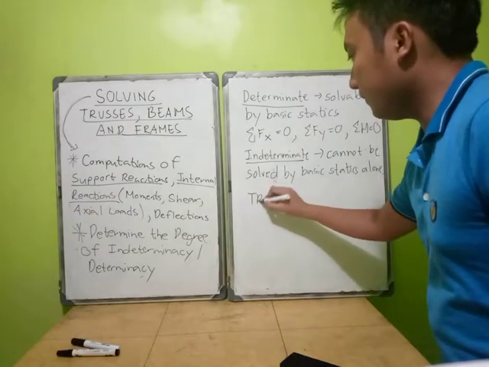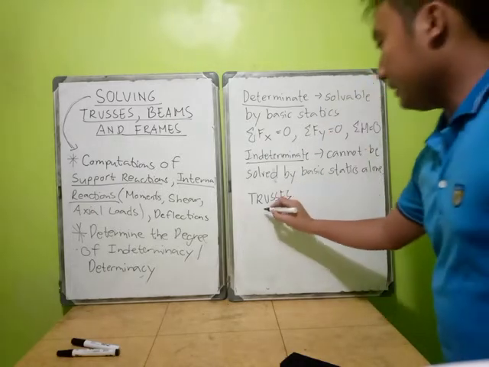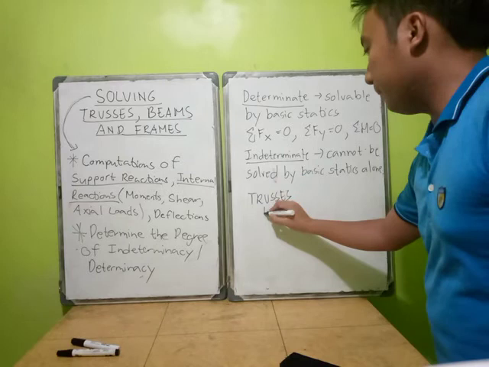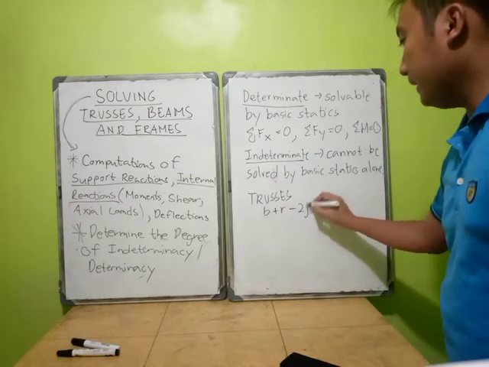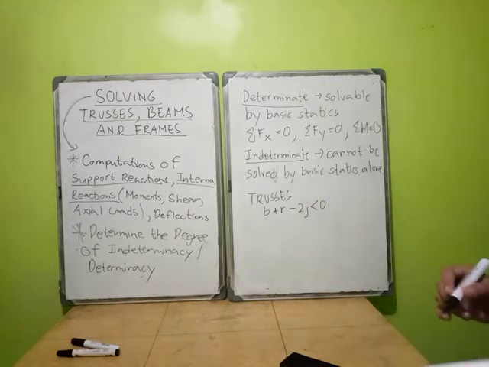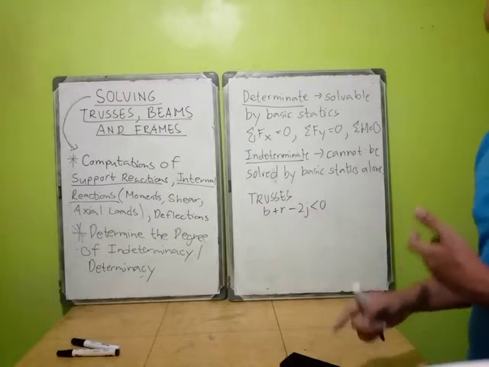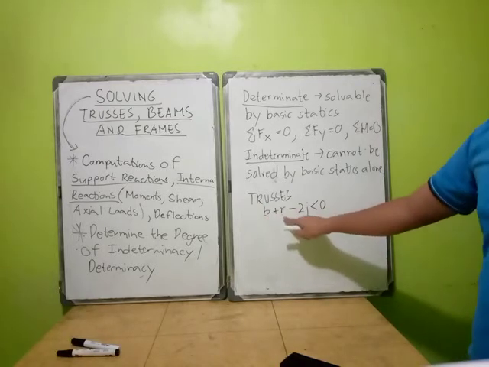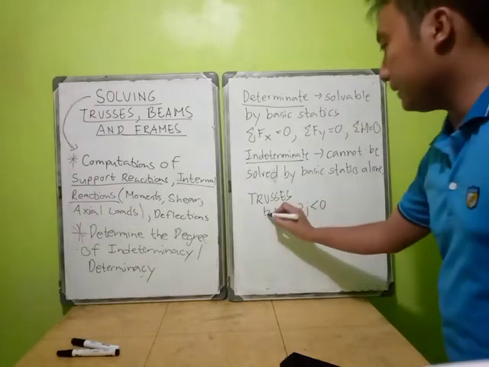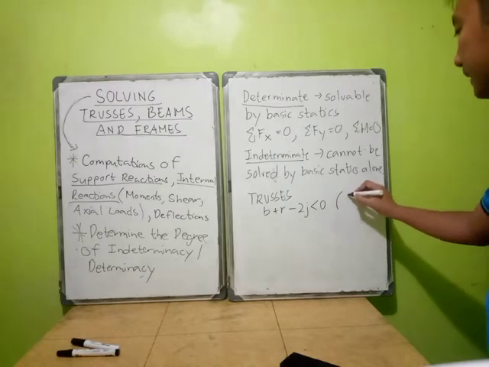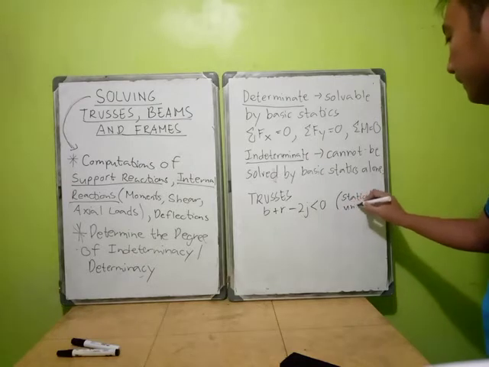Okay? So, if naalala nyo, kapag trusses, tatlo lang yan. Okay? So, if B plus R minus 2J is less than 0, okay, in which ang B mo is the number of bars or the number of members, and R is your number of reactions, at saka yung J nyo is the number of joints. Okay, so ito is statically unstable.